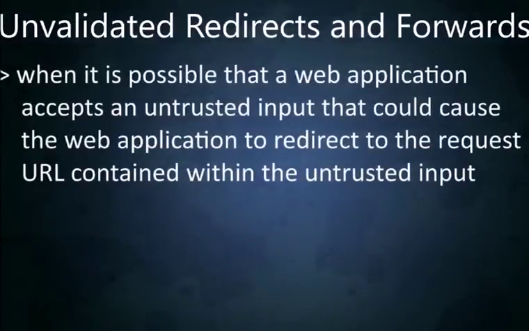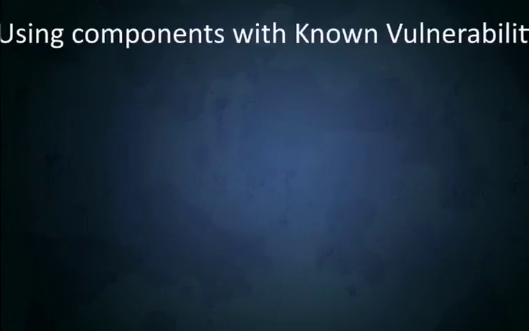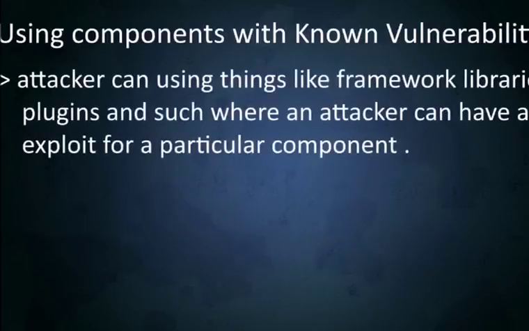This is when a web application accepts an untrusted input that could cause the web application to redirect to the request URL contained within the untrusted input. This could make it possible for an attacker to launch phishing scams and steal user credentials. At number 9 is using known vulnerable components. This is where an attacker can use things like framework libraries and plugins, where the attacker can have an exploit for a particular component and gain access to a website that way.